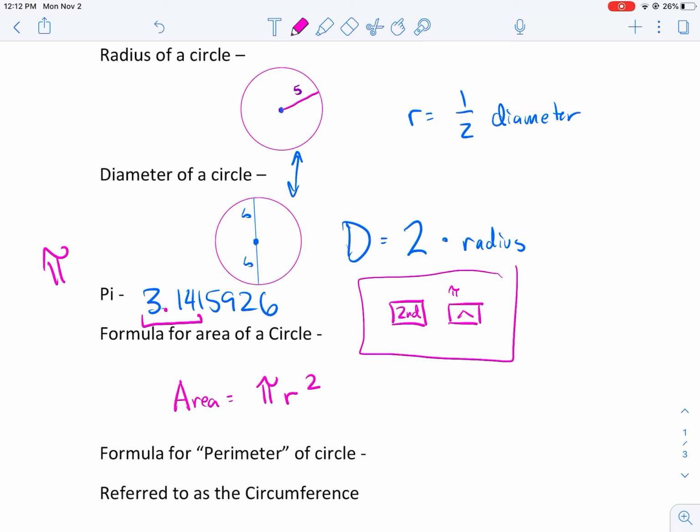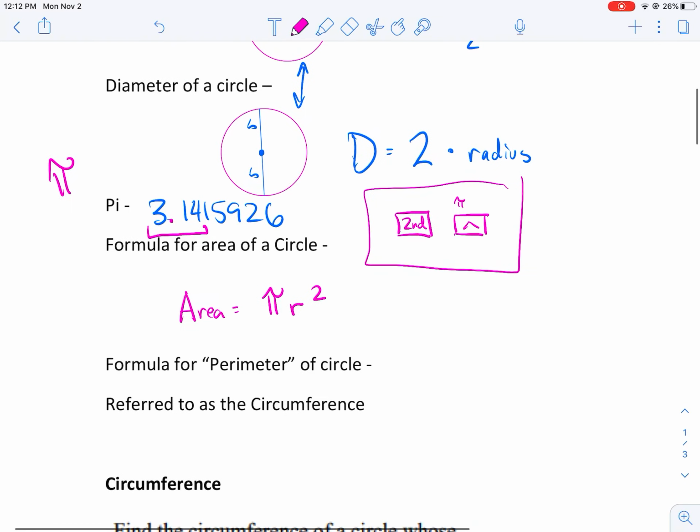And again, we're still finding those one by one boxes inside the shape. Remember, area is the numerical value inside the shape, so inside the circle. And then the formula for the perimeter of a circle, or the circumference. We don't call it perimeter, we call it circumference, but think of it as the perimeter. It's the distance around the circle.